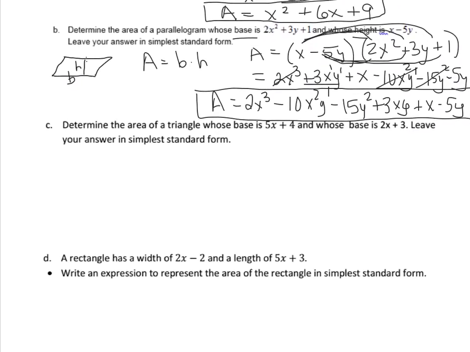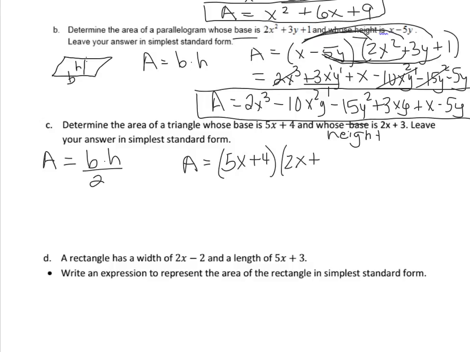Now what about a triangle? We're going to determine the area of a triangle whose base is 5x plus 4. Oh, and that should say, and whose height, not base, is 2x plus 3. I don't know if you remember the area formula for a triangle, but here it is. It's base times height divided by 2. So to find the area of this one, we're going to do 5x plus 4 on the top times the height of 2x plus 3. We're going to divide that all by 2.